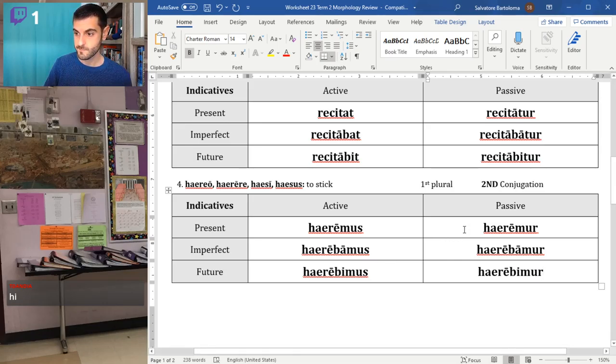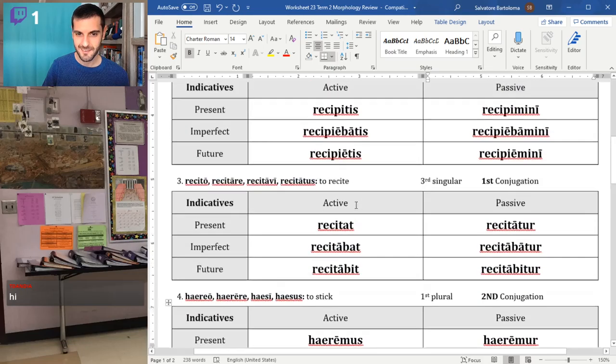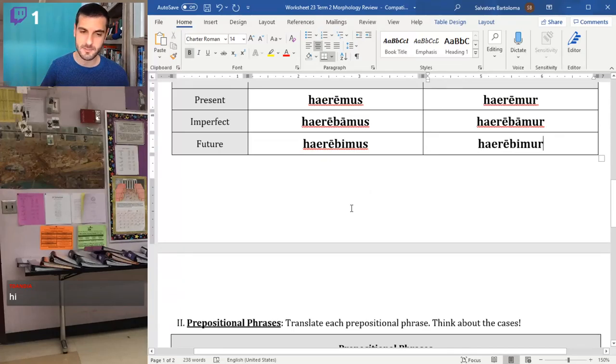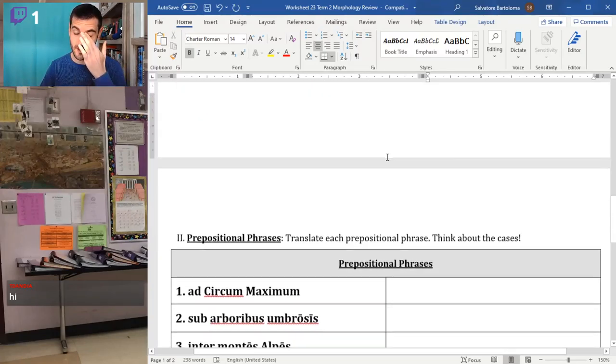And there you go. Taha, what is up? Doing a little verb review. I know you've mastered this, but you can feel free to stick around.